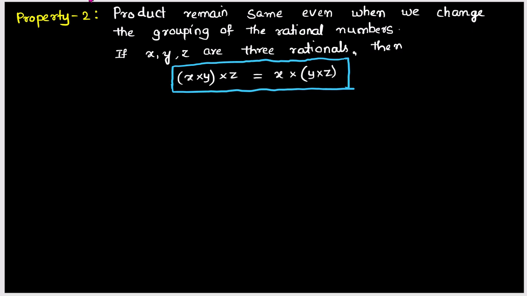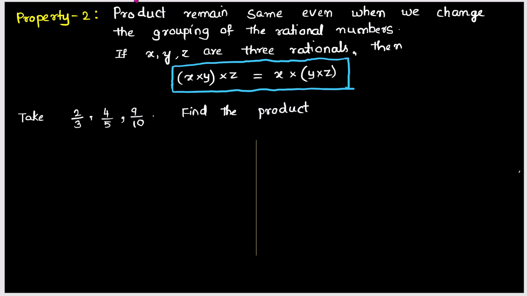So here you observe x, y, z are three rational numbers. On the left hand side you observe x and y are grouped, multiplied by z, is equal to x multiplied by y into z. So here on the left x and y are grouped, and on the right hand side y and z are grouped. Even so, the product remains the same if you change the grouping also. We are going to justify that by taking one example.